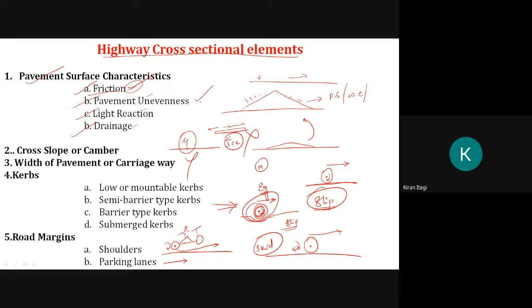And pavement unevenness means the surface of the road should be even. There should not be any undulations or any more racking. So that one we call pavement unevenness. In detail we will see in the next slides.